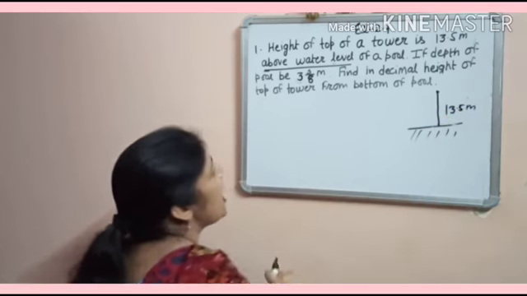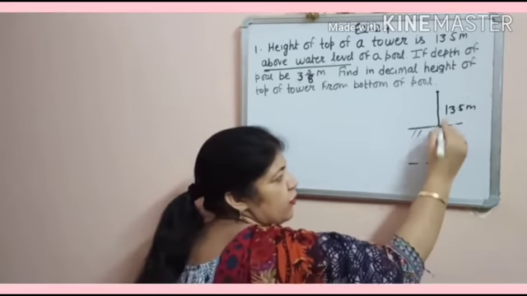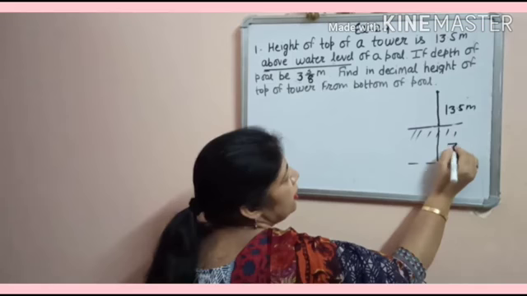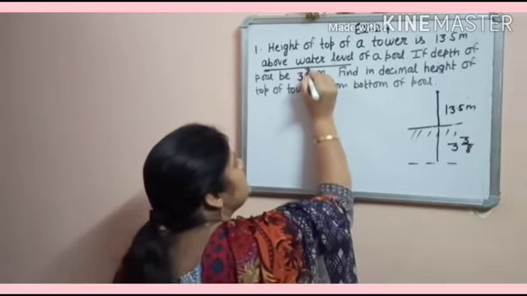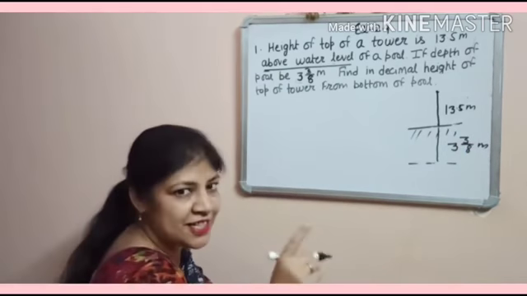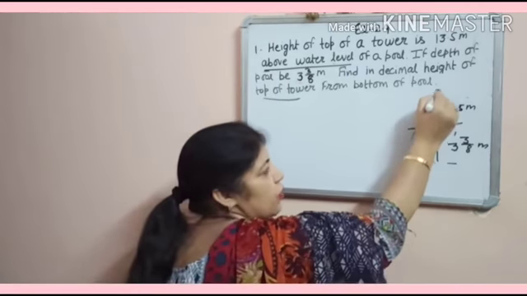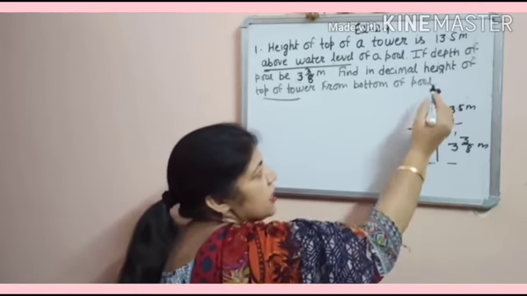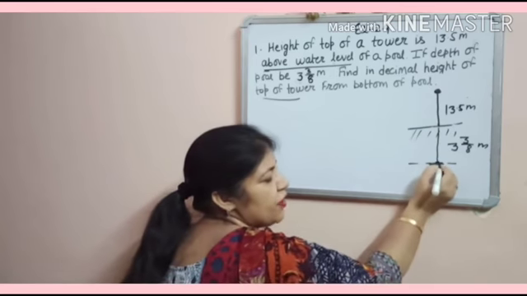13.5 meter. And the depth of the pool, consider the depth of the pool is 3 3/8 meter. Now find in decimal the height of the top of a tower. This is the top of the tower, and find its height from the bottom of the pool. This is the bottom of the pool.